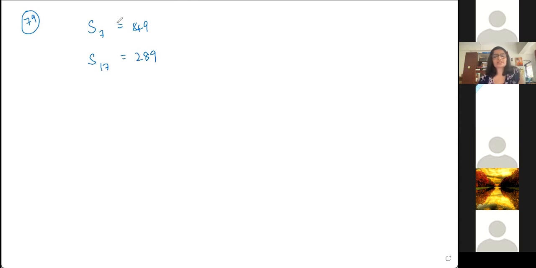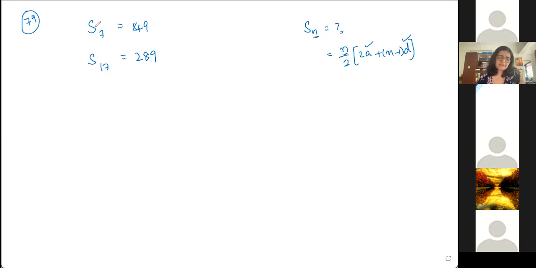Apply the formula because that's where you can start off, and you're supposed to find what is Sn. So, to find Sn, n by 2 into 2a plus n minus 1 into d. n is the number of terms, that will remain the same. We need to find out what is a and what is d. Okay, so keep that aside.